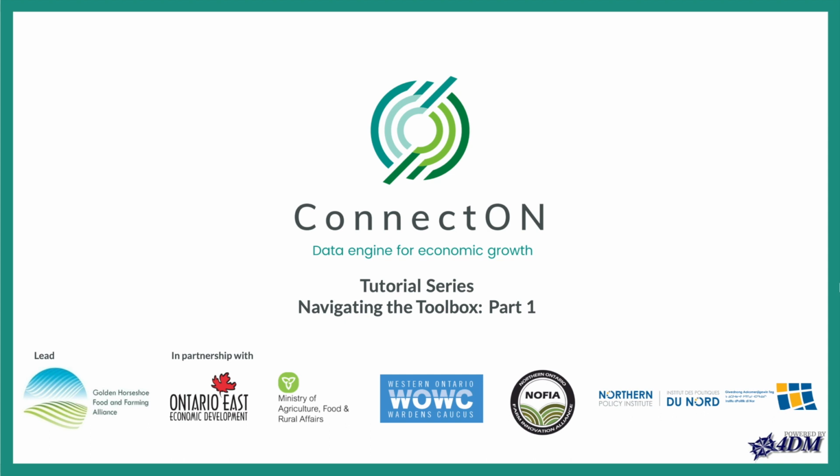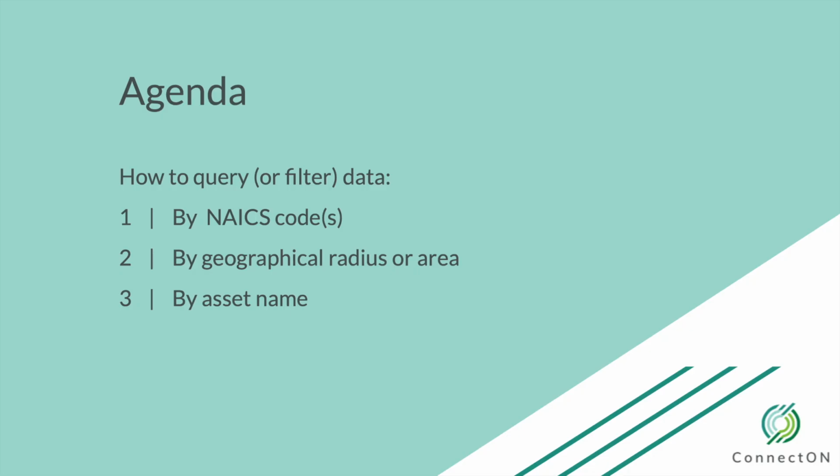The aim of this tutorial is to provide an overview on how to navigate the toolbox in ConnectON. The toolbox is where the majority of the tools used to interact with and understand the data are housed. This tutorial is split between two videos. In part 1, we will talk about the tools available in the toolbox, such as how to query the ConnectON data by NAICS code, geographical radius or area, and asset name. Part 2 will explore the remaining tools in the toolbox.